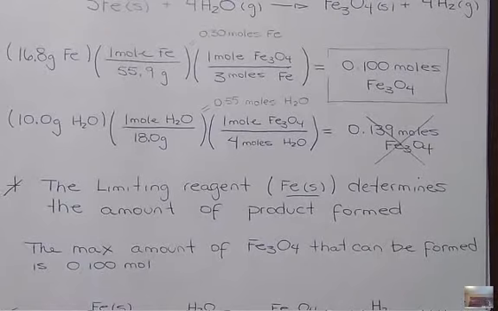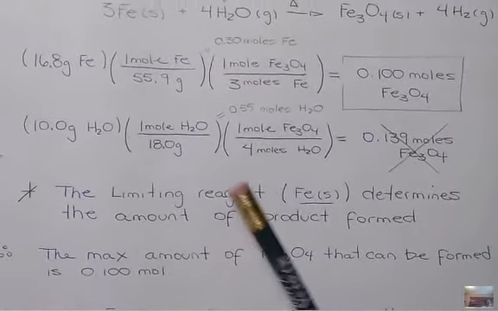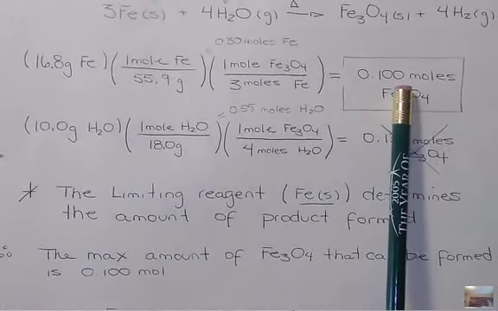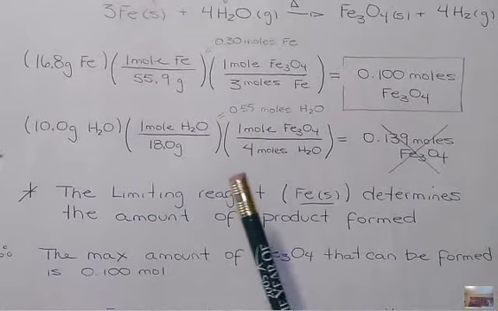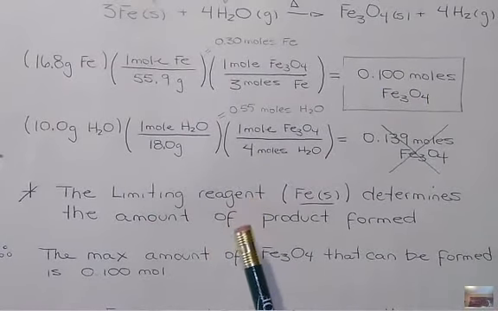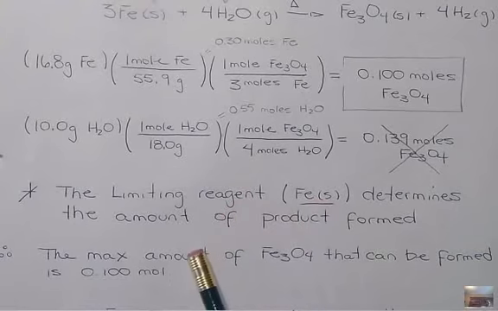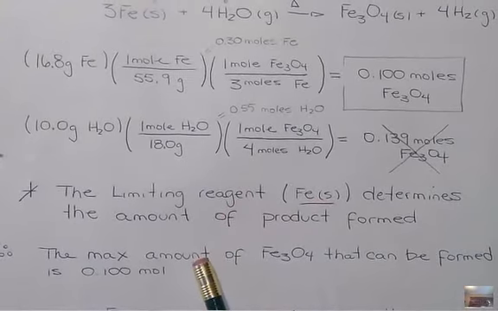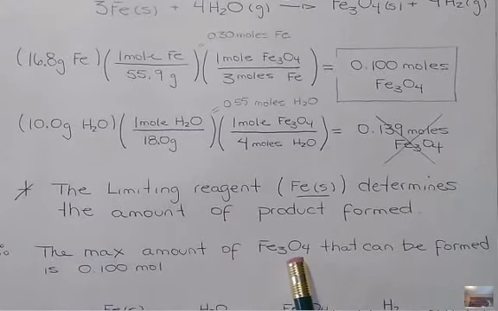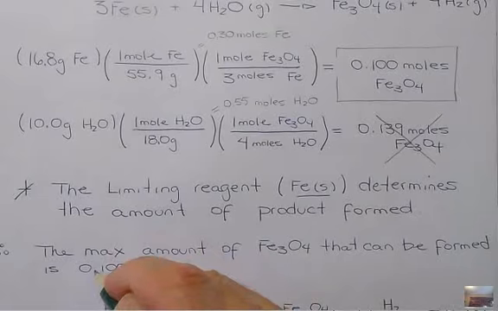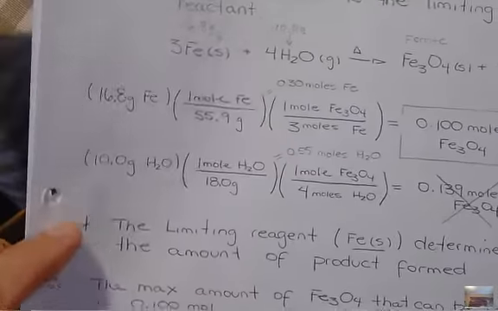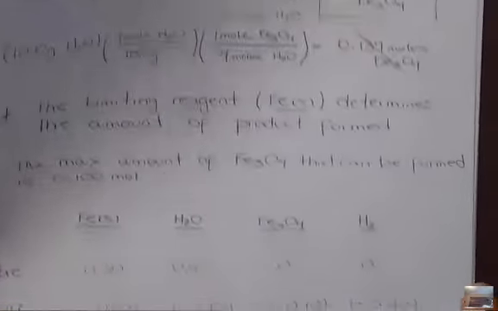So the limiting reagent is iron. We determined that because iron gave us the correct amount of product that we could form, and it determines the amount of product. So the limiting reactant or the limiting reagent is the reagent that you run out of first. The maximum amount of iron oxide that can be formed is 0.1 moles. Okay. So that's the first way of thinking about it.